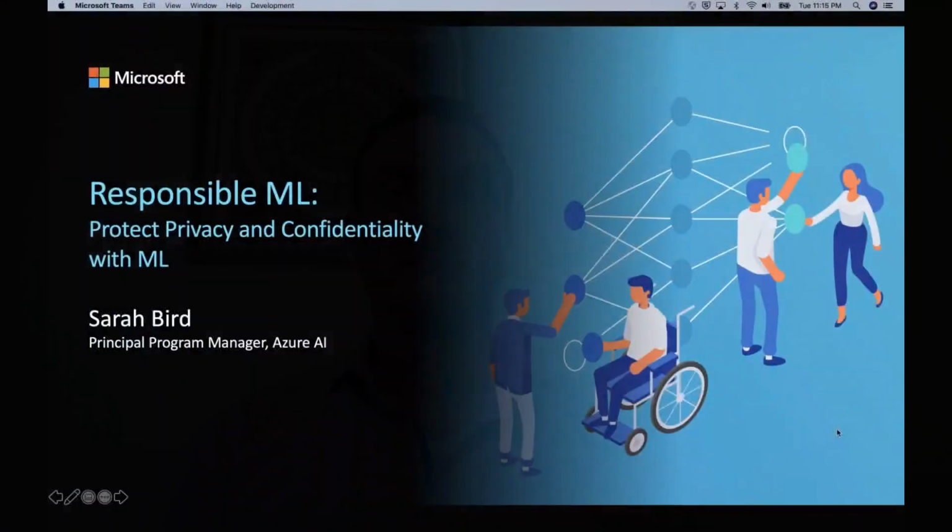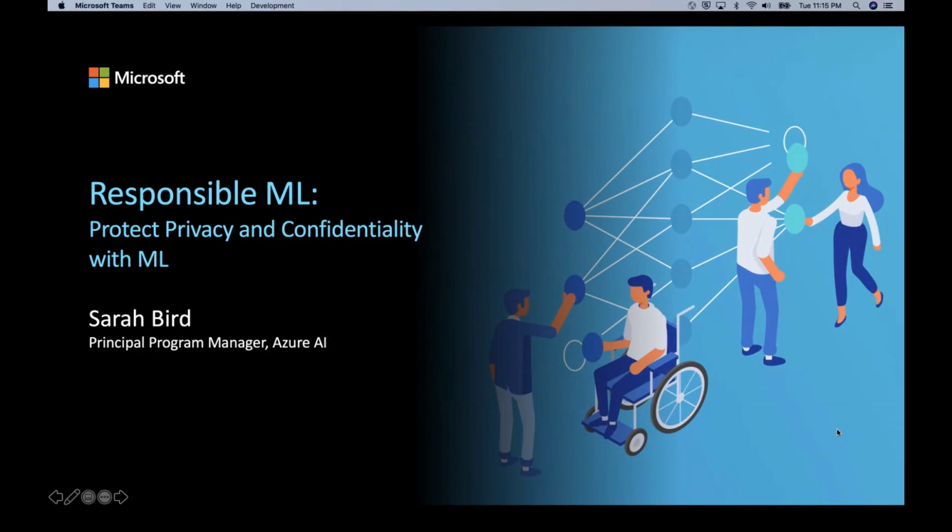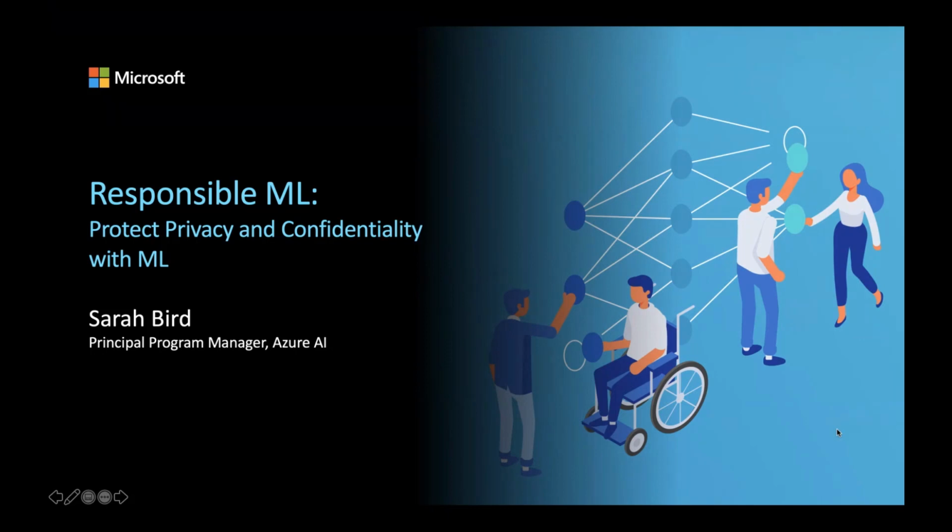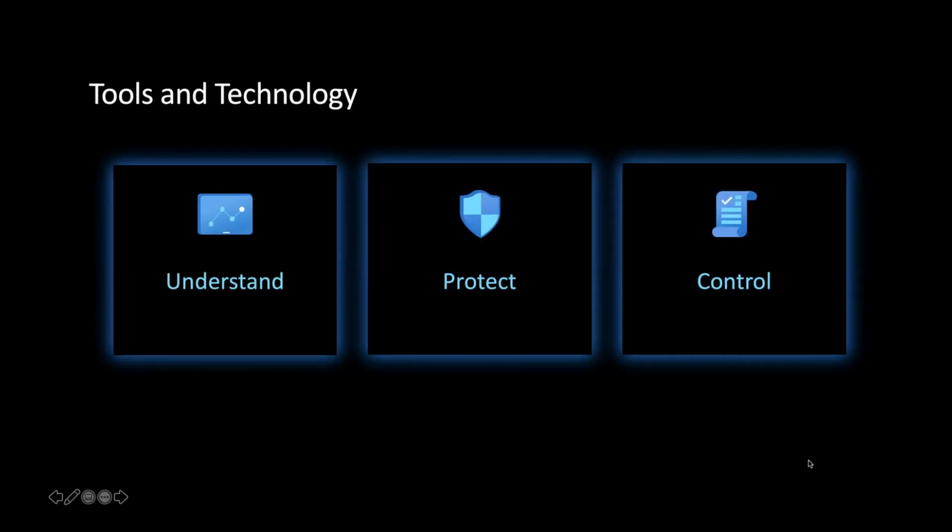Hey everyone, thanks for joining our second session on responsible ML. In this session, we're going to talk about protecting privacy and confidentiality with ML. So we have a variety of capabilities that we've been developing in order to make it easier for developers and data scientists and organizations to develop machine learning more responsibly.